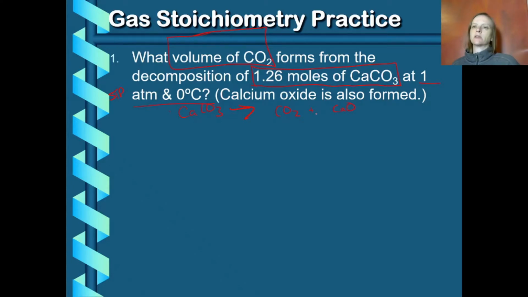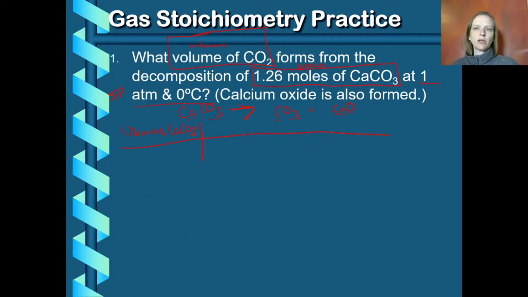So how do we balance this equation? Well, it's actually already balanced. We have 1 calcium, 1 calcium, 1 carbon, 1 carbon, 3 oxygens, and 2 plus 1 is 3 oxygens. So it's already balanced. And we are starting with our known value of 1.26 moles of calcium carbonate. I'm trying to get to my unknown value of the volume of carbon dioxide.